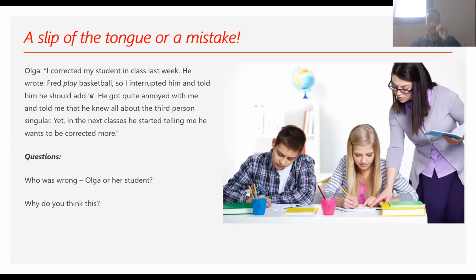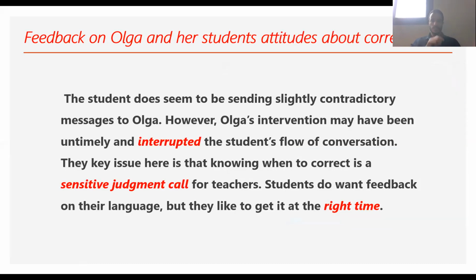I said the question that we have to ask is number one, how to correct, and you choose the right time. You see my point? So this is the feedback. The student does seem to be sending slightly contradictory messages to Olga. However, Olga's intervention might have been untimely and interrupted the student's flow of conversation.